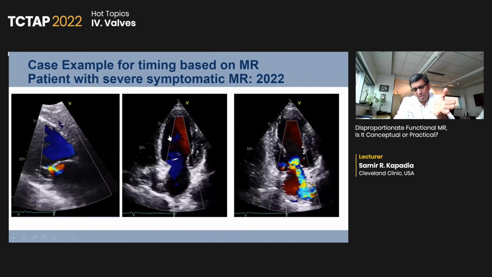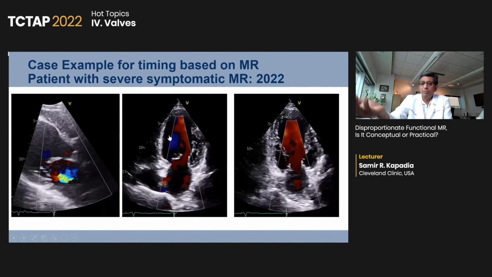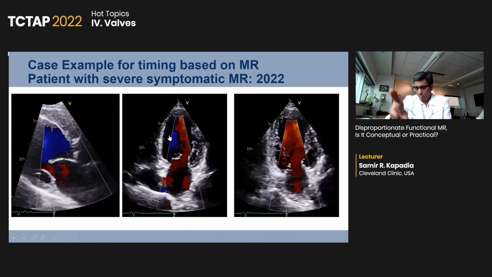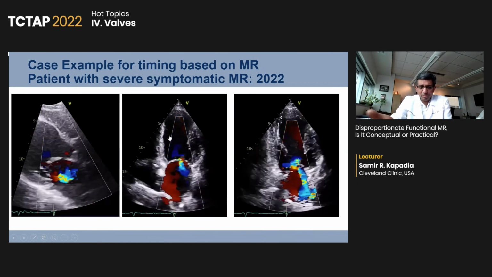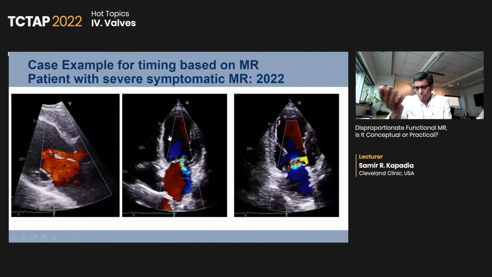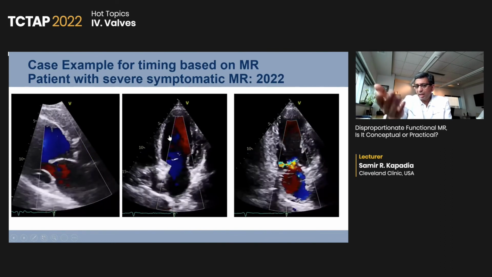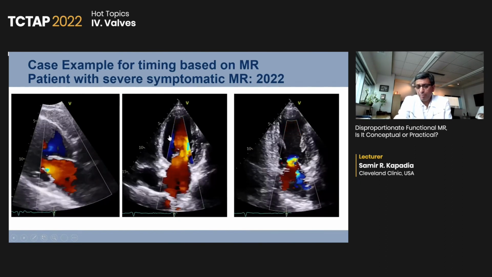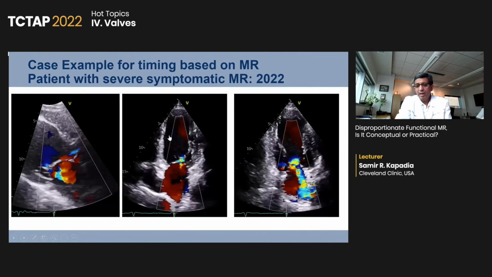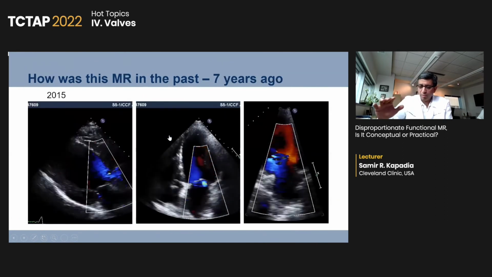Now, this is an interesting patient, just referred to us last week. Say that patient has very severe symptomatic mitral regurgitation. As you see, this is fairly large, but not the most torrential MR that you see. The LV, as you can see, has an LAD infarct. The patient has poor LV function and is clearly symptomatic. Luckily, the patient was followed at Cleveland Clinic all throughout.